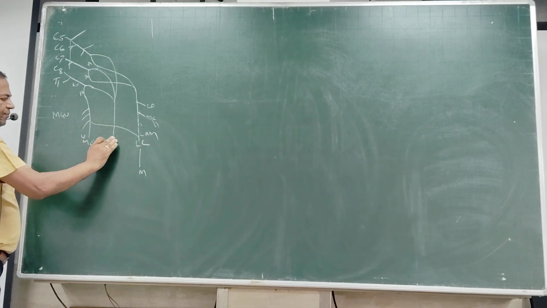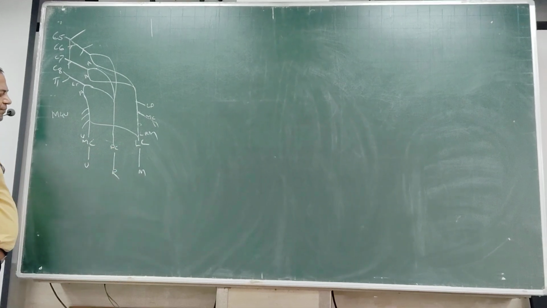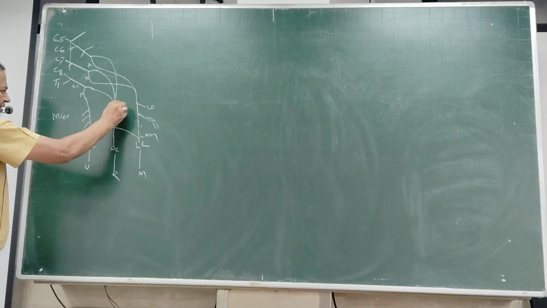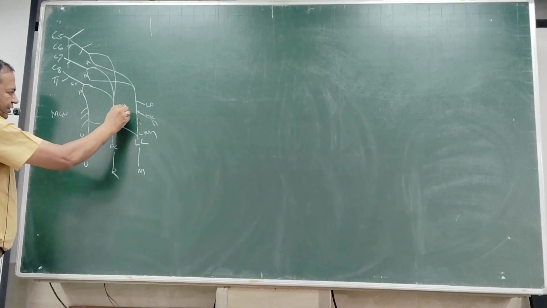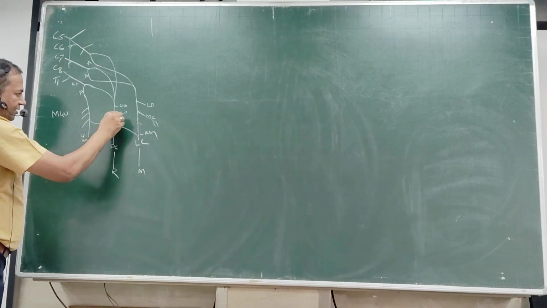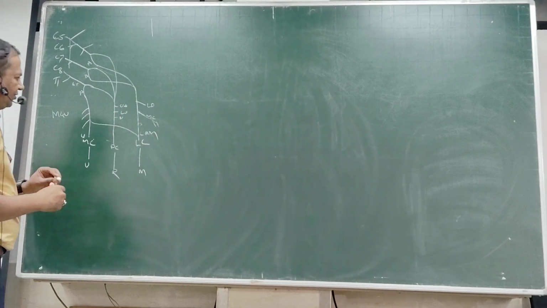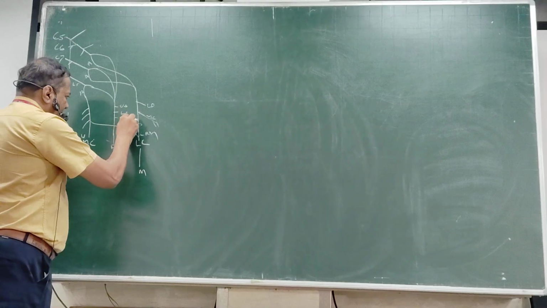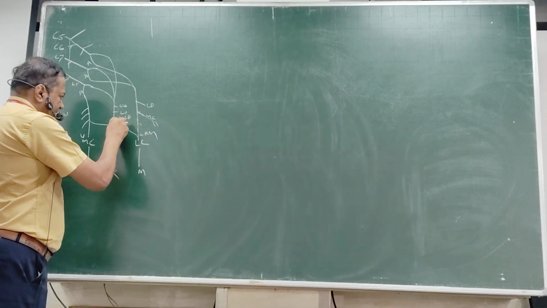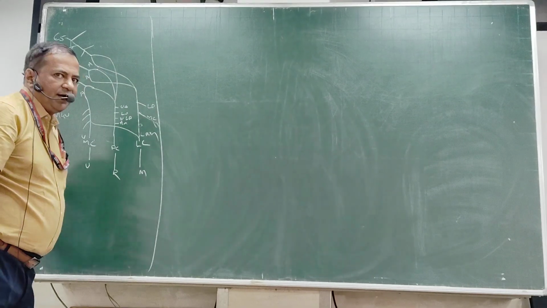Posterior cord. The posterior cord continues as radial. And it gives upper subscapular, lower subscapular, nerve to latissimus dorsi, which is also called thoracodorsal, and axillary.